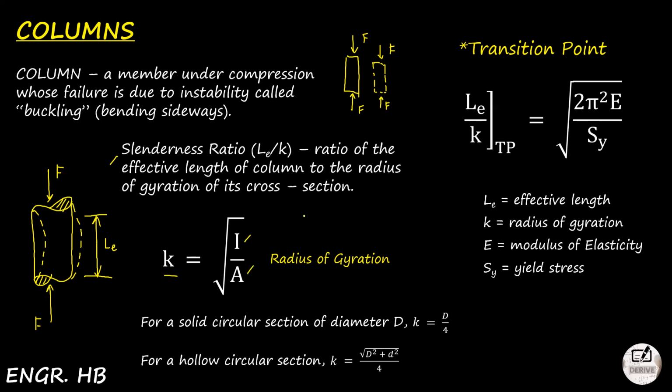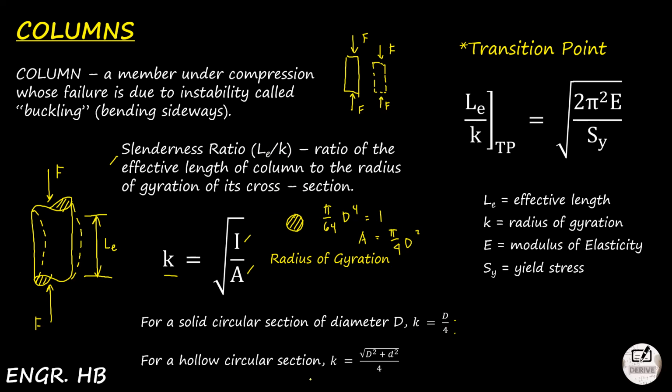And since columns usually have a cross-sectional shape of a circle, we all know that the moment of inertia for a circle is pi over 64 d raised to 4 at ang area niya is pi over 4 d squared. So para mas ma-simplify natin yung mga problems, just divide the moment of inertia over area, and ang lalabas dyan, square root nun, is simply diameter over 4, right?